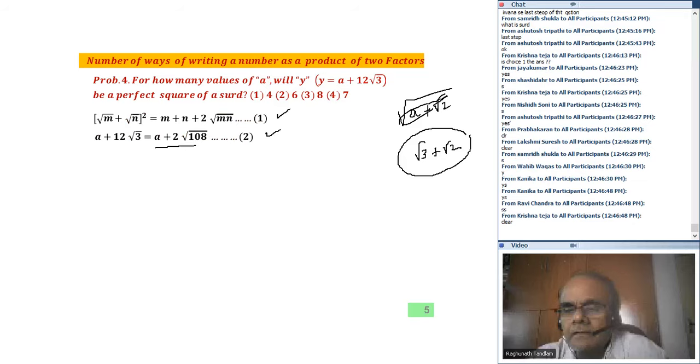12 by 2 is what? So A can take 6 values or not? 1, 2, 3, 4, 5, 6. Are we clear? 12 divided by 2 becomes 6. Therefore, 6 values.